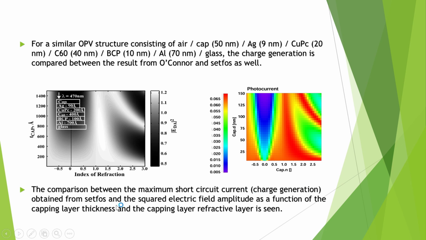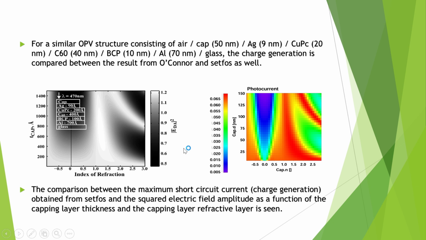First, the comparison between the maximum short circuit current, which can be called charge generation, obtained from Setfos, and the square electrical field amplitude as a function of the capping layer thickness and capping layer refractive index is seen here. The similar result we will see in the Setfos tool.